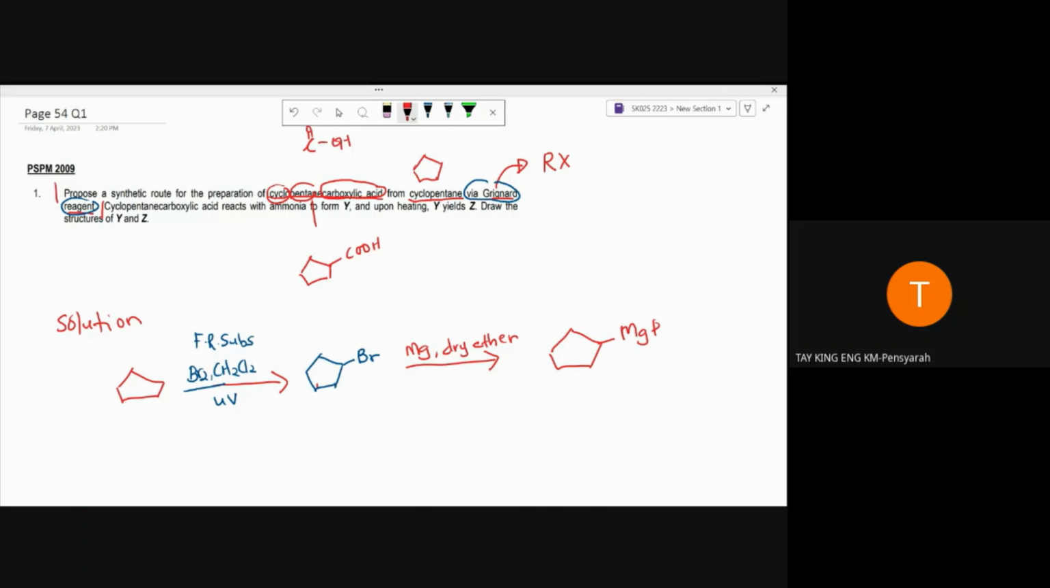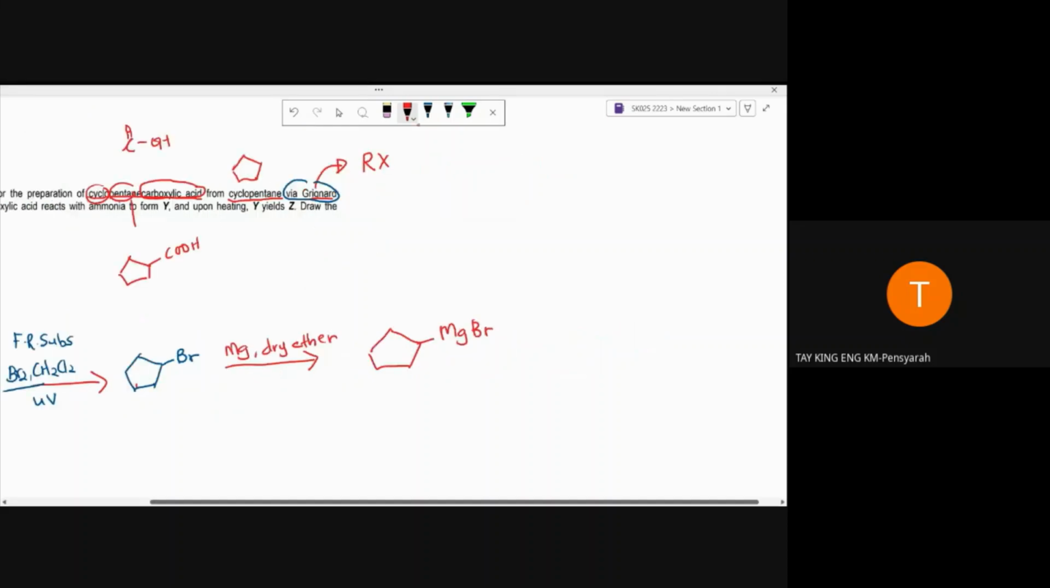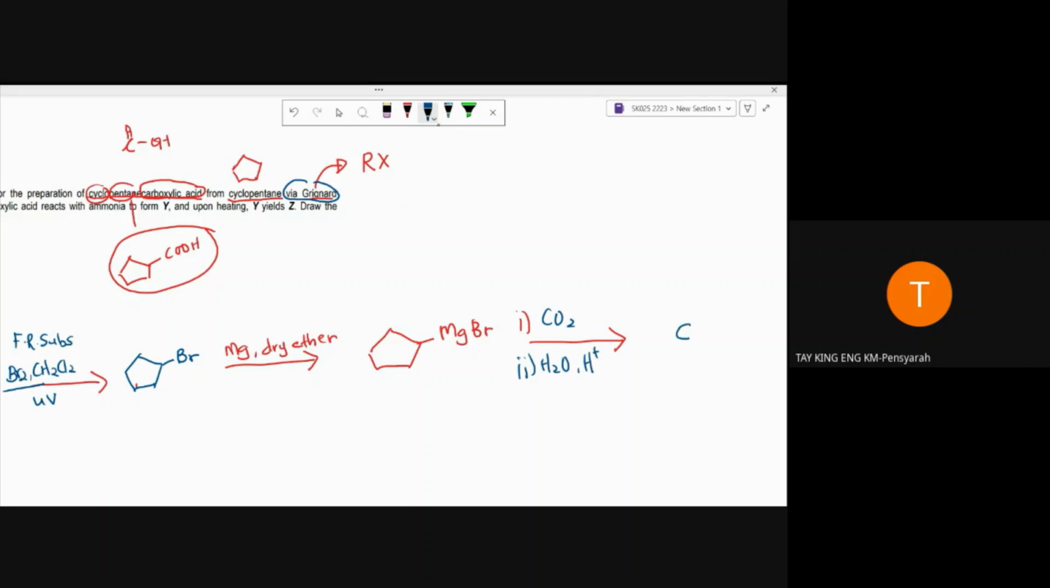So after this we know we have Grignard reagent and then we want to produce carboxylic acid. So basically I think we have the idea that to produce carboxylic acid from the Grignard reagent, we need to use carbon dioxide followed by hydrolysis. So I will start with carbon dioxide.